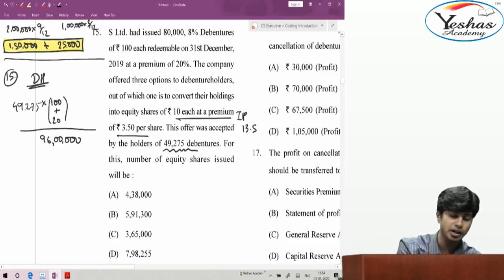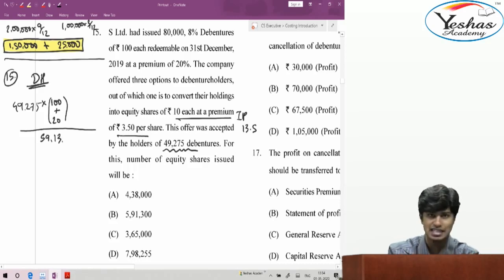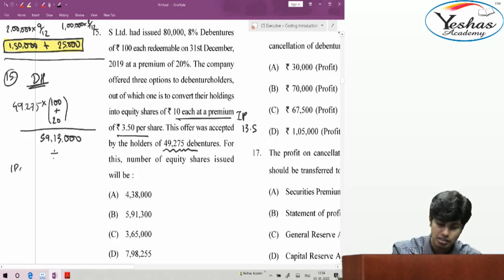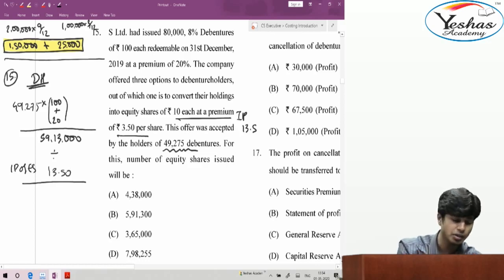49,275 multiplied by 120, I would get 59,13,000 rupees. This is the amount payable to them by way of equity shares. Issue price of equity shares is 13.50. If I divide, I'll get number of equity shares. Number of equity shares will be divided by 13.5. The answer is 4,38,000. So the answer is option A.